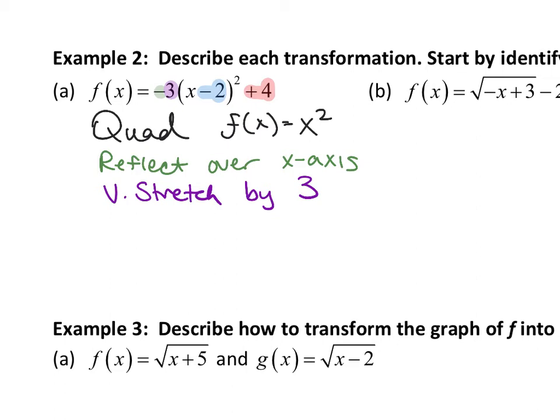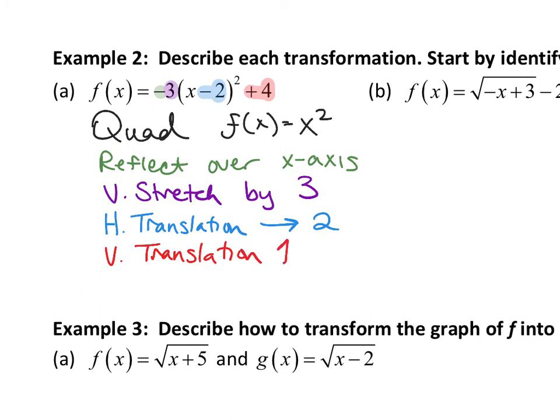And we're going to move its vertex, or its starting point, both to the right and up. So this is going to be a horizontal translation, H translation, to the right 2 units, and a vertical translation, up 4. Those are the different transformations that we applied to the boring parent function to make the parabola that would show up in A. It's a sad parabola that's stretched with its vertex moved to the right and up. I can tell all of those things just from looking at this.